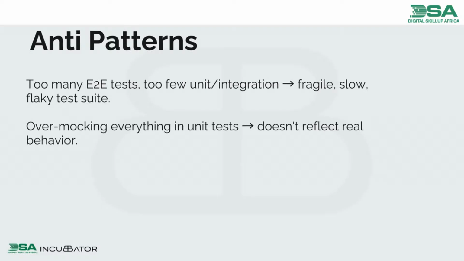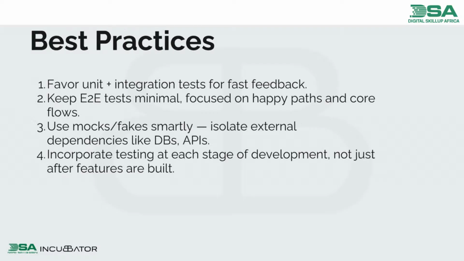But you don't want to fall into the situation where everything that is in the system you have mocked away and you're not really showing how the function truly behaves, right? So that would be an anti-pattern because it won't reflect the real behavior of your functions or your classes or the service layer, whatever the case may be. So the best practice is that you should favor unit tests plus integration tests for fast feedback, right? Keep end-to-end tests minimal. Just focus on the API path and the core flows, okay?